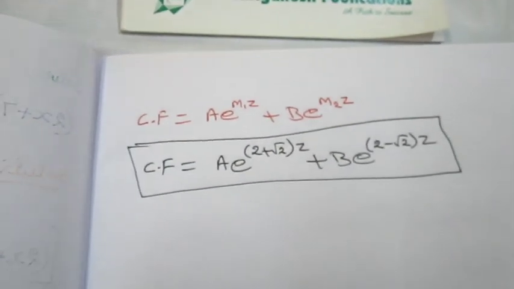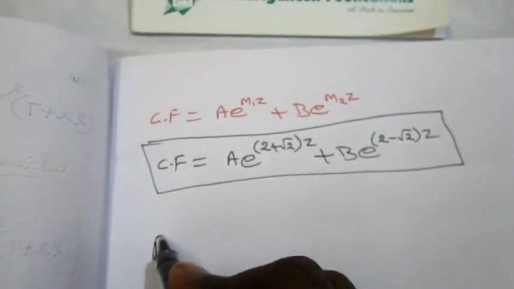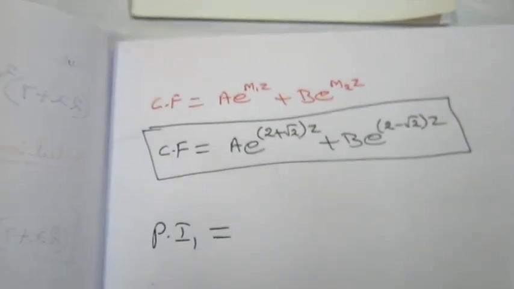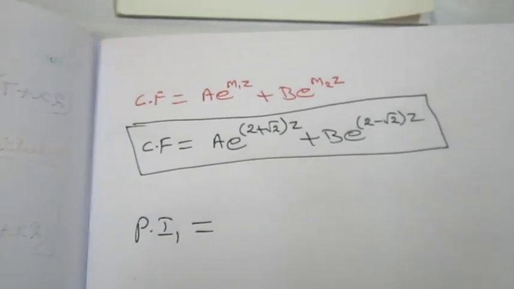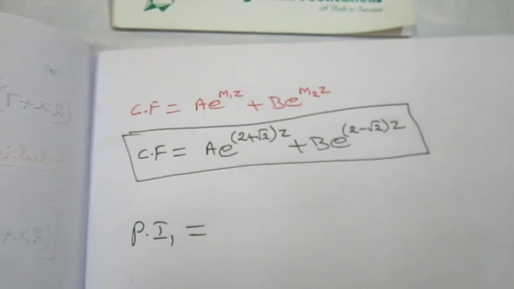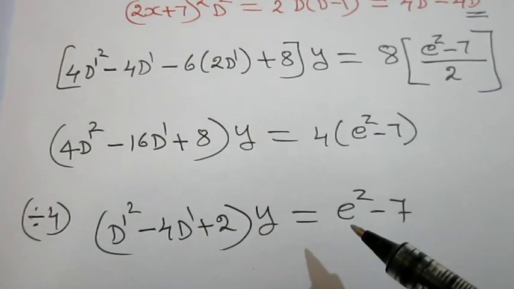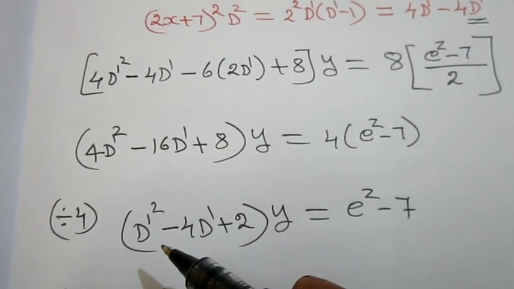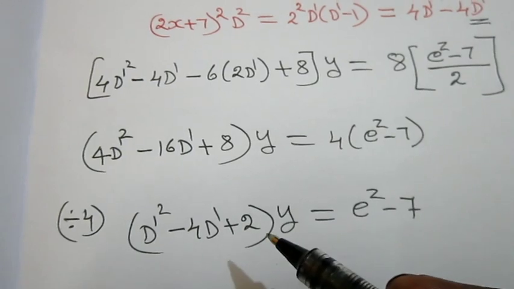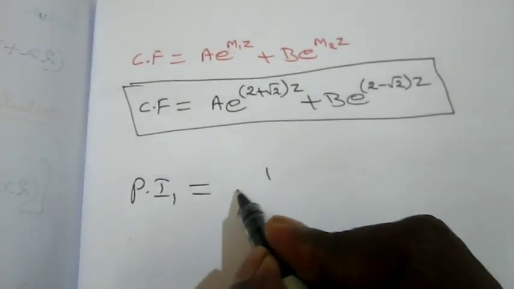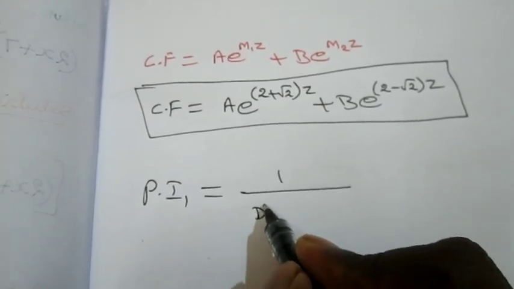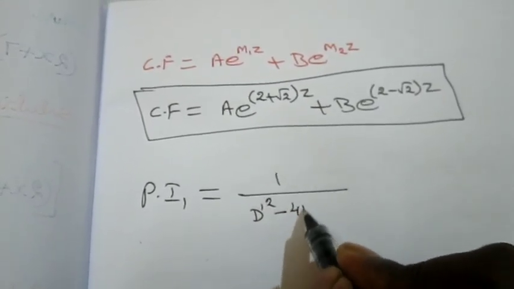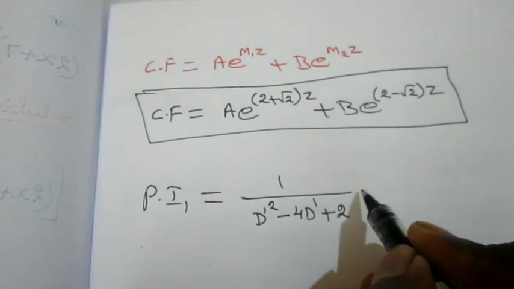Next I am going to find out the particular integral, but in the particular integral there are two terms, so I am going to take particular integral 1 and particular integral 2. This is particular integral 1, this is particular integral 2. The operator is D dash square minus 4D dash plus 2. So I am going to find out particular integral 1: 1 by D dash square minus 4D dash plus 2 into e power z.